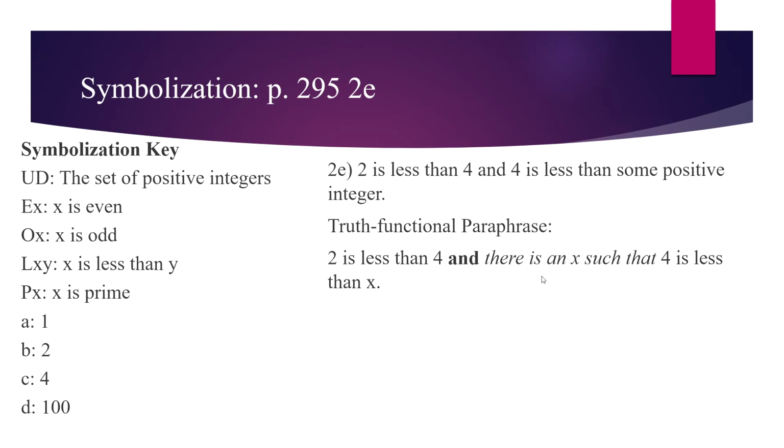So now we look at our symbolization key, right? We have Lxy, and then we know that 2 is b and 4 is c. So that first conjunction is going to be Lbc. And then we say there exists an x such that 4 is less than x. So now we have c, that individual constant for 4, in the first place after the L, and the x in the second place, so that 4 is less than x. And again, that existential quantifier only modifies the x in that one two-place predicate, so we don't need any extra parentheses.